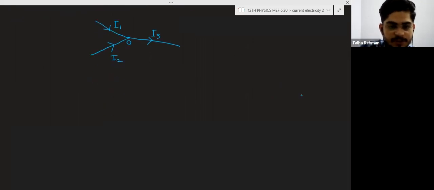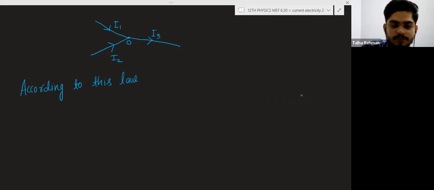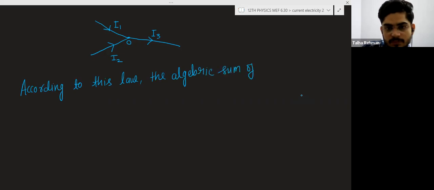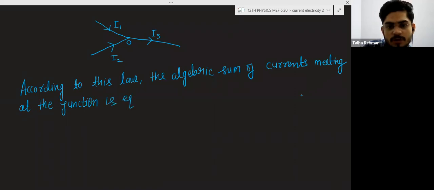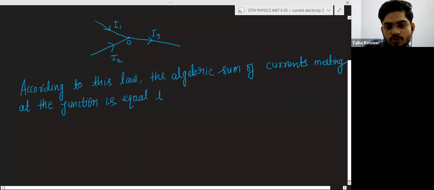So now, according to this law, the algebraic sum of currents at the junction is equal to 0.